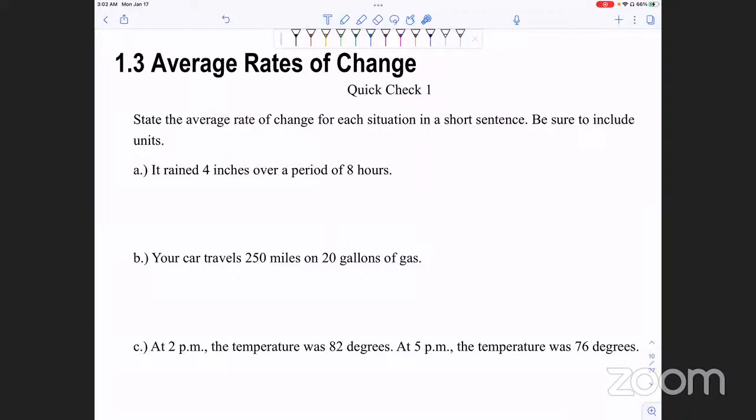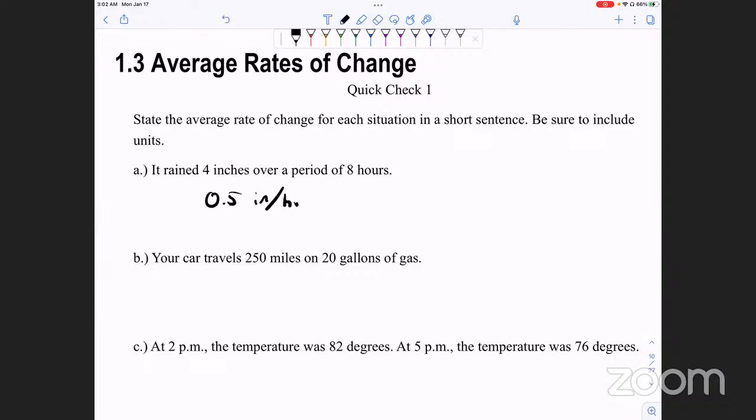So here we have a quick check, and we're asked to state the average rate of change for each situation in a short sentence. Be sure to include units. It rained 4 inches over a period of 8 hours. So inches per hour, right? If it rained 4 inches over 8 hours, then we can express this in inches per hour. So if we did 4 over 8, that's half an inch per hour. So it rained half an inch every hour. I'm just going to write half an inch as a shorthand.